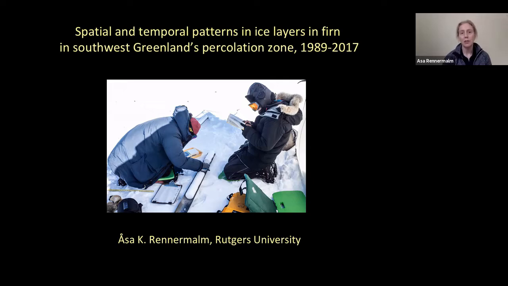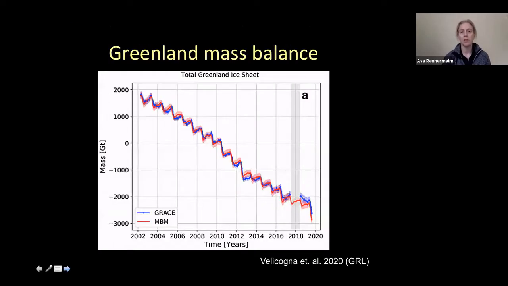And the reason is, of course, that the Greenland ice sheet is losing mass. And it's one of the main contributors to the current sea level rise globally. And this figure here is from a recent paper by Asa and others, where they have looked at the GRACE mission data of mass loss from the Greenland ice sheet.